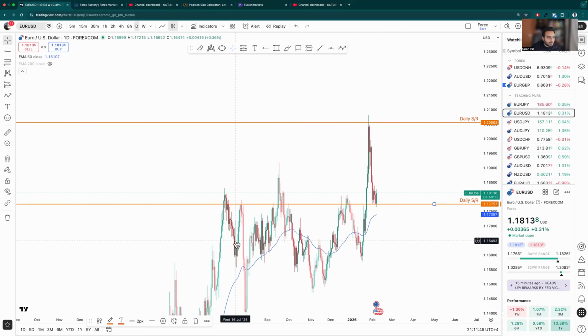You can see the price came here, hit resistance, then continued down. Price came here, hit resistance, but at the end came down, moved up. So this is not a reversal point.